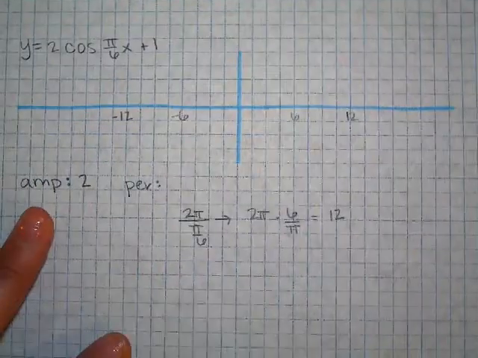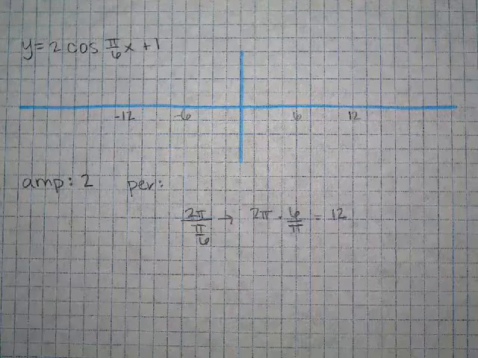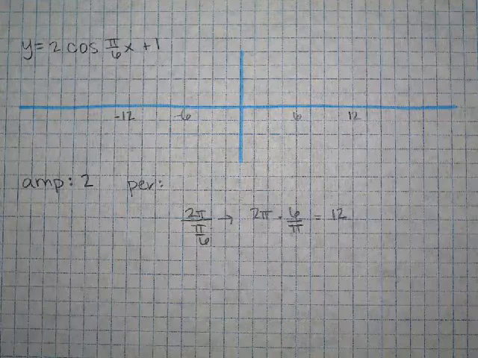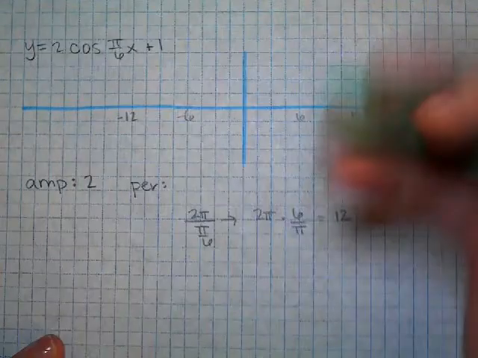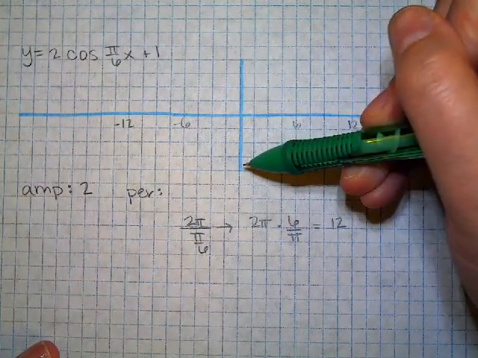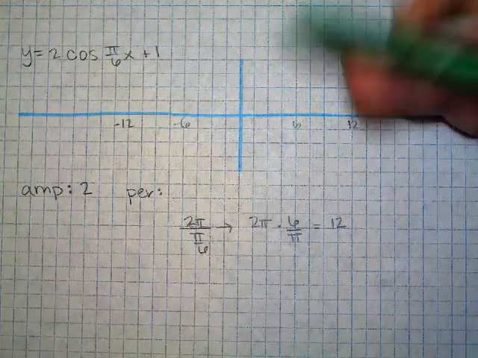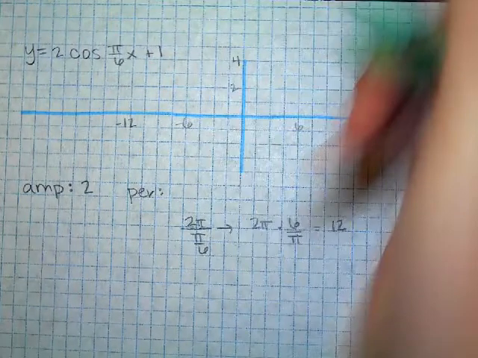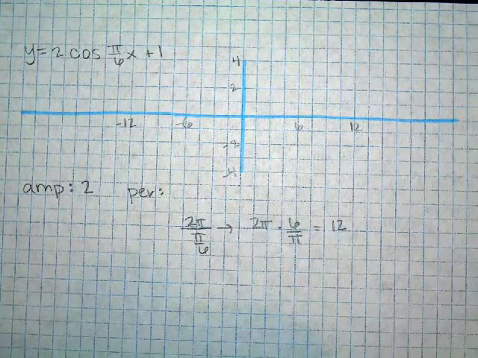Okay, and then we have an amplitude of 2. What is the middle of our graph going to be at? 1. So the graph is going to be shifted up 1. That's the middle of our graph, and an amplitude of 2. So what do you guys want to do for this direction for each box? Just 1. I'll do 1, 2, 3, 4. Okay.